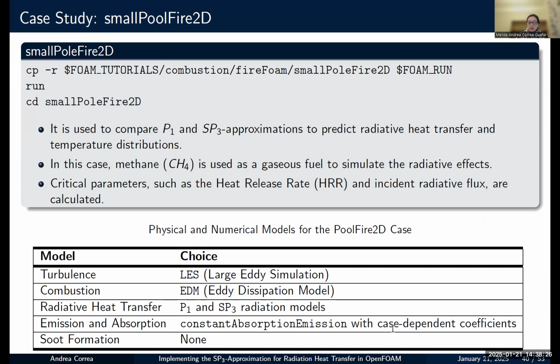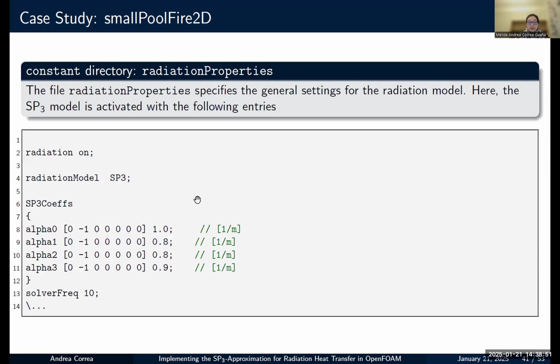In the SP3 model approximation, it's necessary to put in each coefficient in the model to run the case. We don't consider the formation, so that's the physical and numerical models at first. Then, in the case, it's necessary to make a few changes before running. So in the first part, in the constant directory, in the file radiationProperties, it's necessary to put what model I will use. In this case, I will use the SP3, the new model implemented.